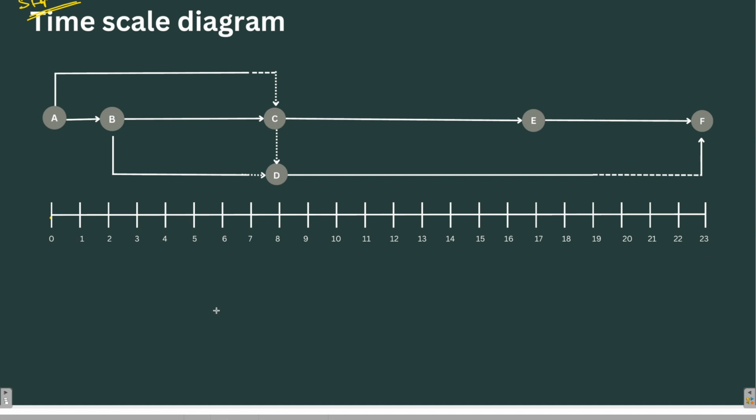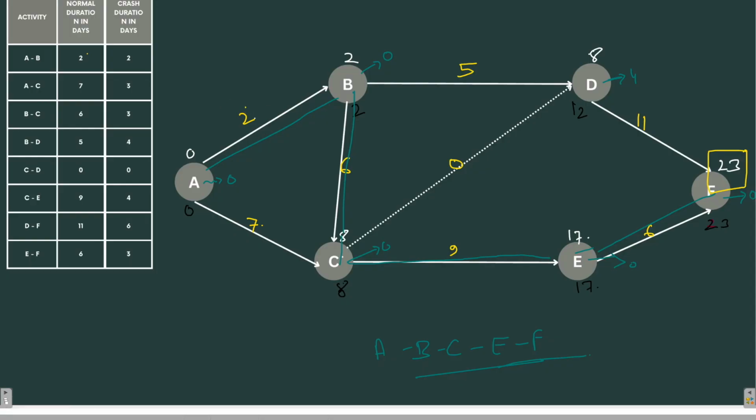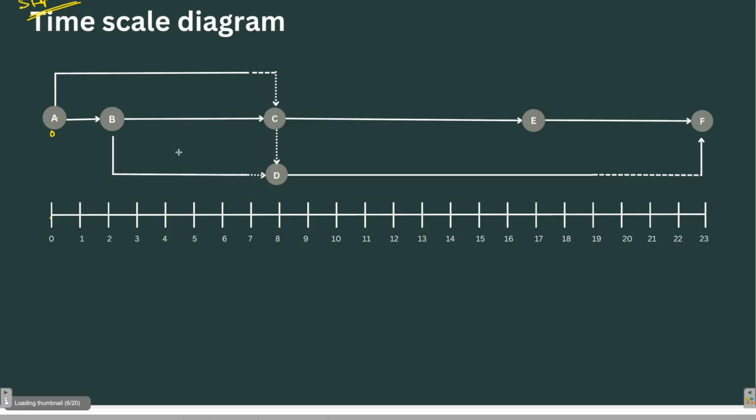Now I'll draw the critical path A, B, C, E, F. Right? A, B, C, E, F was this path. This path I have drawn like this. This is a time scale diagram. So the arrows and the node should be exactly above the time. Like A is starting at a 0 time interval, while from A to B, it takes 2 days, right? So exactly after 2 days, B will appear. So here it is 2 days.